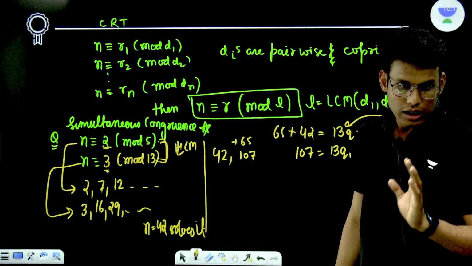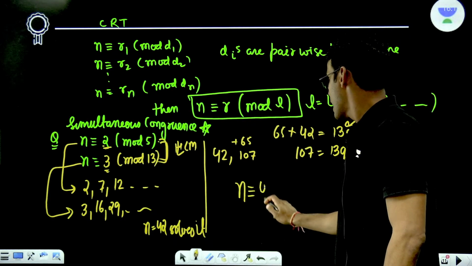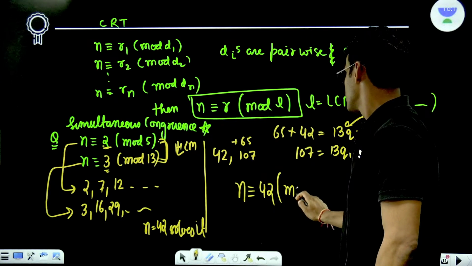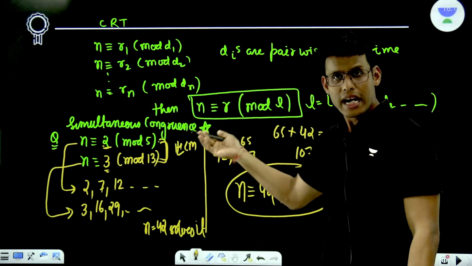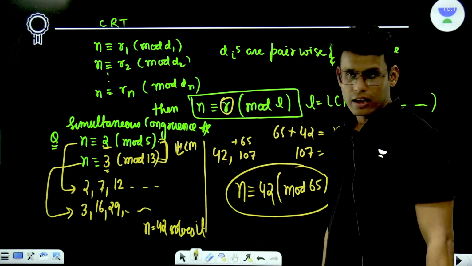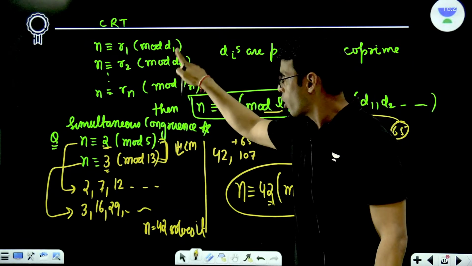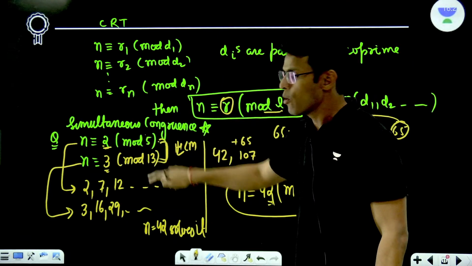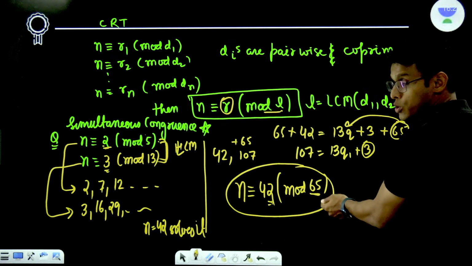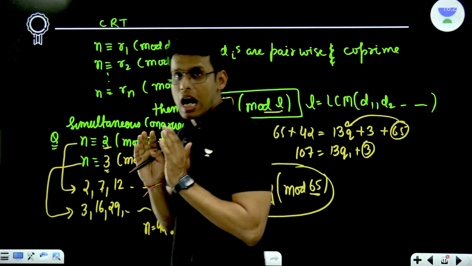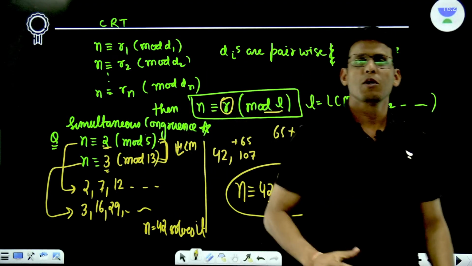Hence, that is why we have this solution. This is what CRT is saying. There exists an R mod L, where L is the LCM of all these divisors. The LCM of 5 and 13 here is 65. If I take 65 as the LCM, then I am getting the solution mod 65. Are you clear about the statement of CRT? This was just to let you know the statement of CRT.